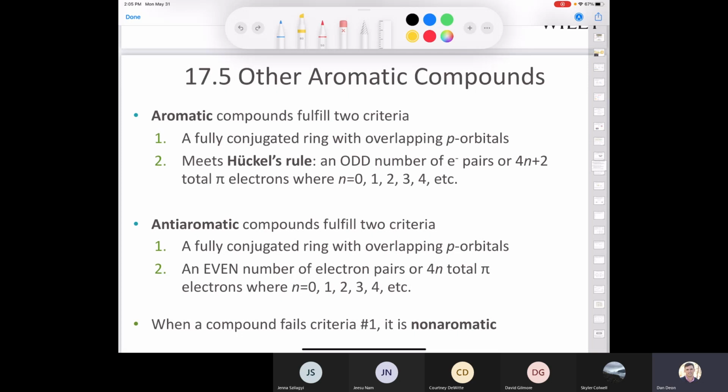A compound is anti-aromatic when it's a fully conjugated ring with overlapping p orbitals, but it's got an even number of electron pairs. When it fails criterion number 1, when you don't have that fully conjugated ring of overlapping p orbitals, it is considered non-aromatic. Plus, if the molecule can do anything to avoid being anti-aromatic, which most molecules will, it will be non-aromatic. This is where doing some practice comes in really, really handy.